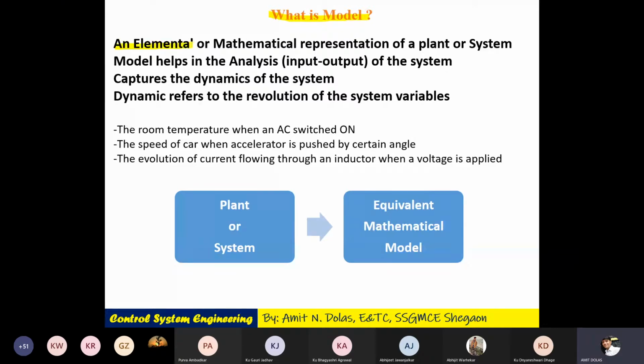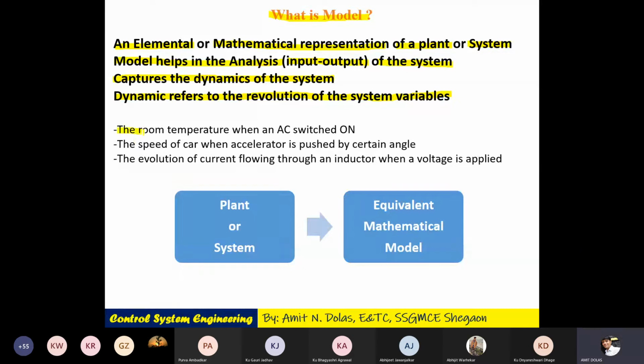An elemental or mathematical representation of a plant or a system, that is nothing but model. Model helps in analysis, that is what is input and what is output of the system. It captures the dynamics of the system. Dynamics refers to the evolution of the system variables. जैसे कि हमने, if we say RLC circuit, the system variable will be voltage and currents. So its dynamics is reflected everywhere at every branch and every node.